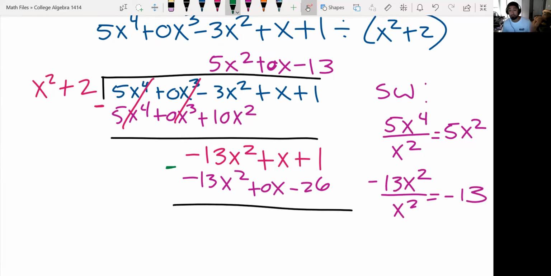Operation is subtraction. 13s will cancel. X minus 0x is still x. And now watch your signs. 1 minus minus 26 becomes plus. So we get plus 27. And we're done.